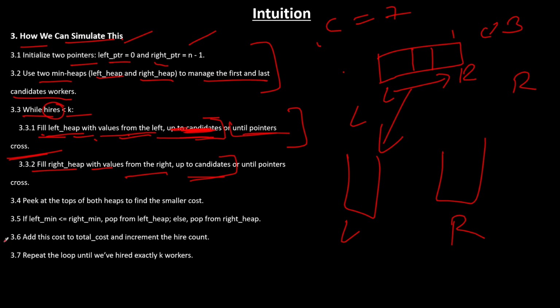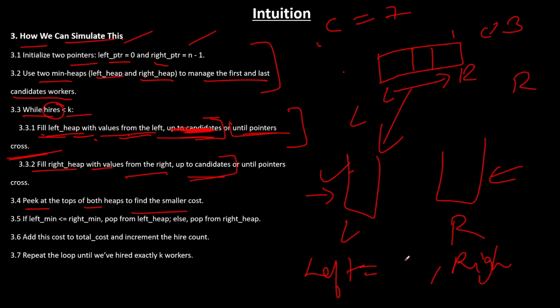From there, we pick the tops of both heaps to find the smaller cost. And this way we'll put all the values, and there might or might not be values in a particular heap. What happens if there are no values in a particular heap? Since we will be popping values from the left heap and right heap and storing them somewhere, let it be left value and right value. What we will do is have infinity here.